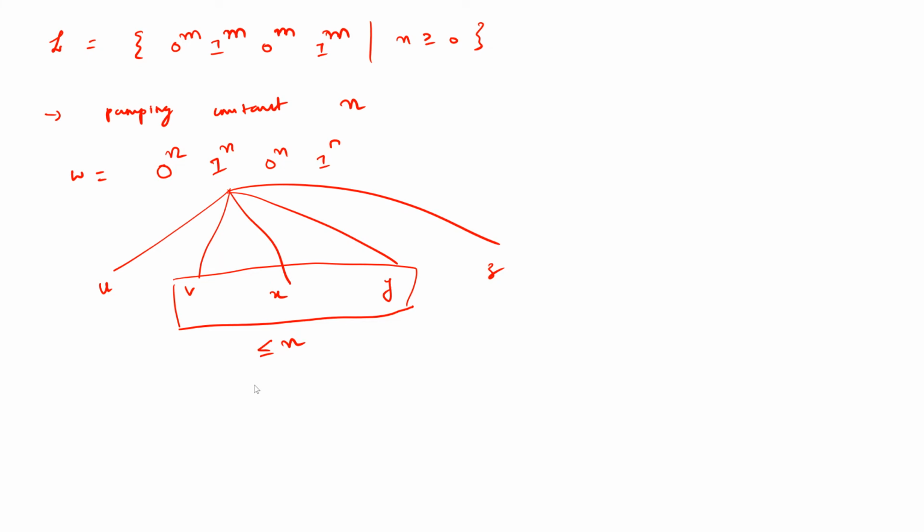So now what can vxy contain? Vxy can contain all of 0 power n, right? Or, case 1, vxy can contain all of the beginning portion of the string. Or vxy can contain some zeros in the beginning part and some zeros in the first part. So let's say it contains 0 power n minus m, 1 power m.